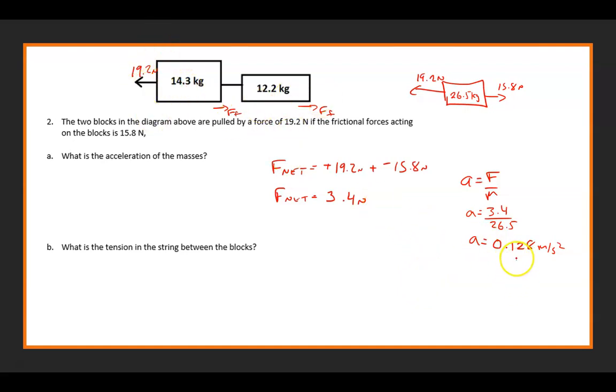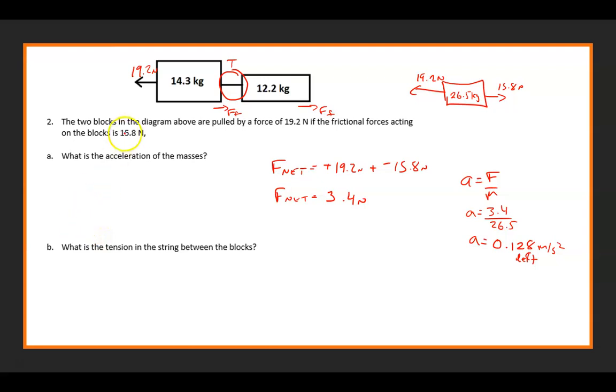You may want to put left in there, but we're not specifically told a direction, and so really if we left out the direction and just wrote 0.128, that would be fine. The next one though is a little bit interesting. What is the tension on the string between the blocks? Meaning this tension right here.